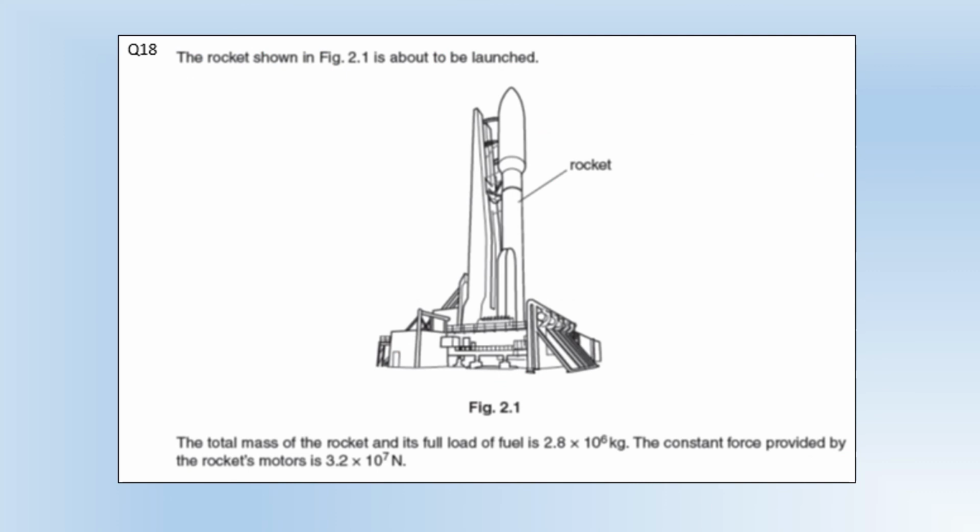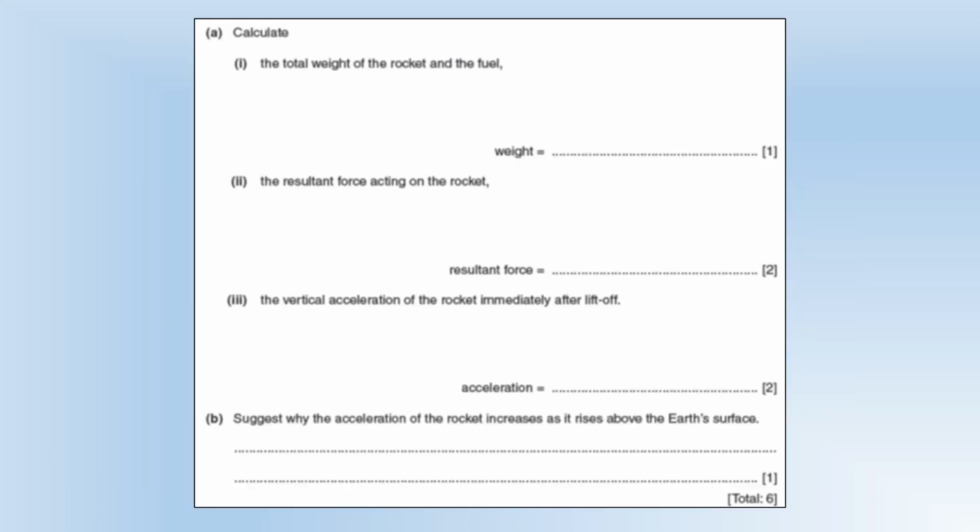The rocket shown in figure 2.1 is about to be launched. The total mass of the rocket and its full load is 2.8 times 10 to the 6. The constant force provided by the rocket's motors is 3.2 times 10 to the 7. Calculate the total weight of the rocket and the fuel. We just need to multiply the mass by 10.